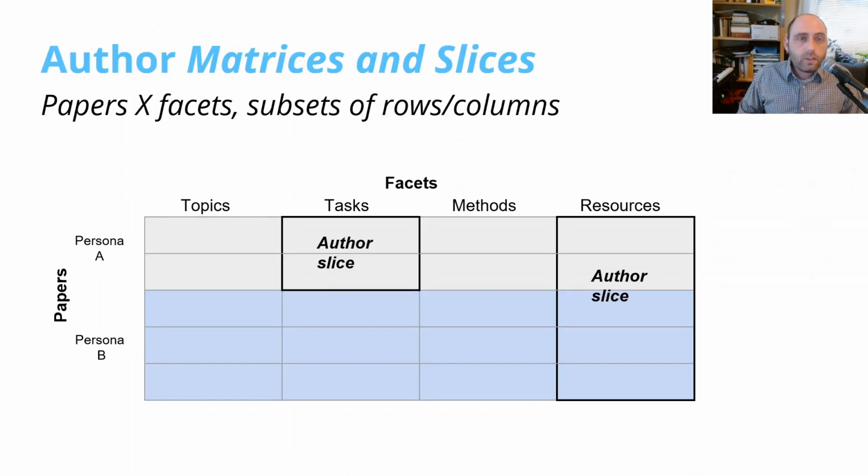Taken together, this representation of an author can be thought of as a matrix, where the rows correspond to papers, the columns represent the facets, subsets of rows correspond to personas or clusters of papers, and the intersection of rows and columns can, for example, be all the mentions of tasks in a specific cluster of papers.